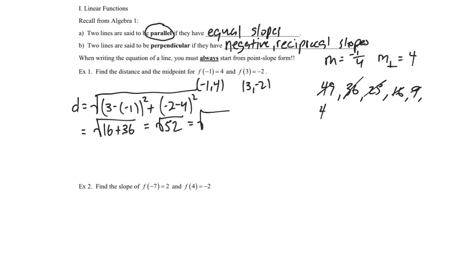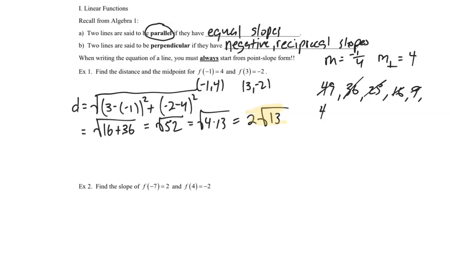So this becomes the square root of 4 times 13. Because that 4 is a perfect square, it can come out of the radical and become its square root. The square root of 4 is 2, so we're going to put a 2 on the outside, and then 13 is not a perfect square, so it has to stay underneath. That's our answer for the distance between those 2 points.